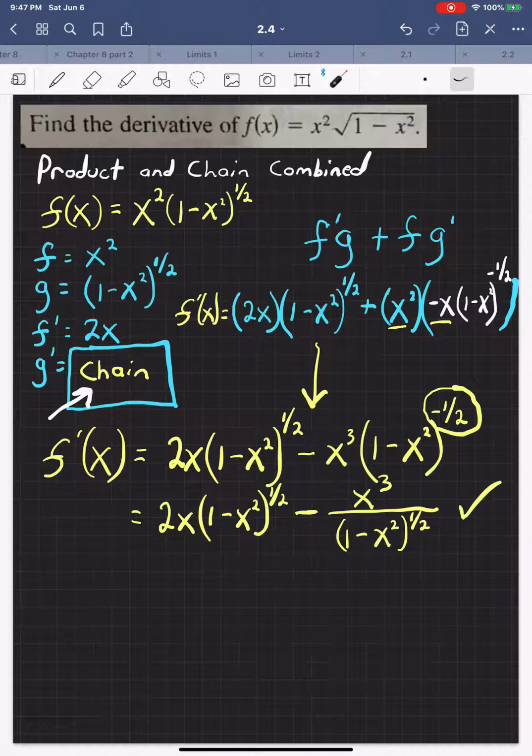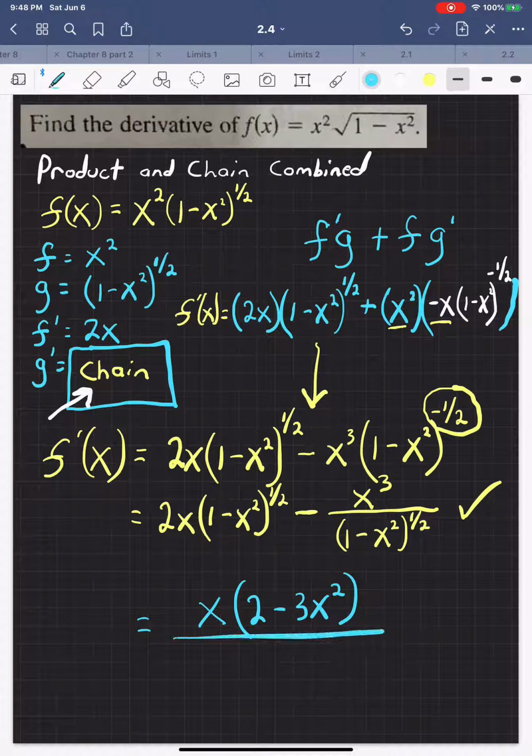I'm going to write what it would look like if you were to combine all your terms. And you should, on your own time, practice that little bit of algebra to see if you can simplify it, okay? So if you were to look this up in the back of the book, I would assume your answer would look something like this. X times 2 minus 3x squared over the square root of 1 minus x squared.